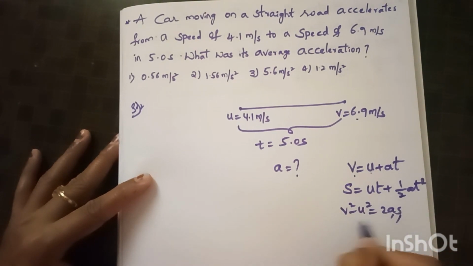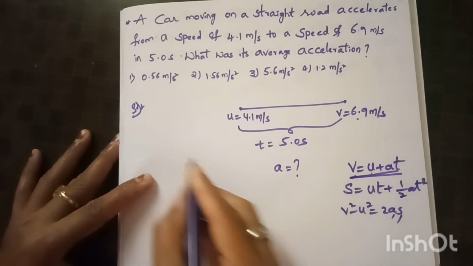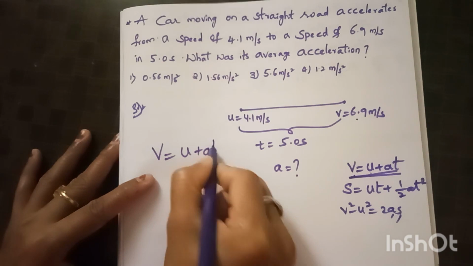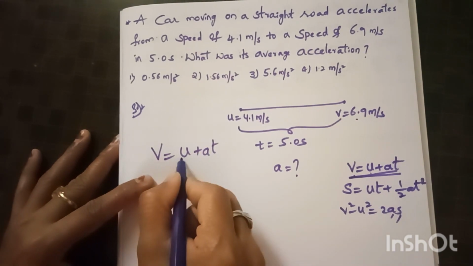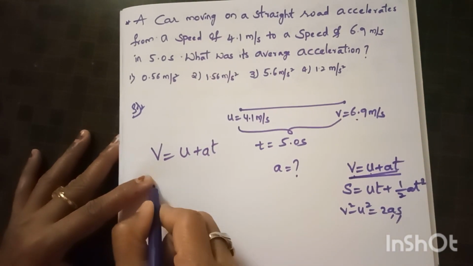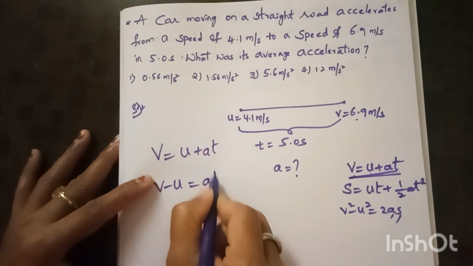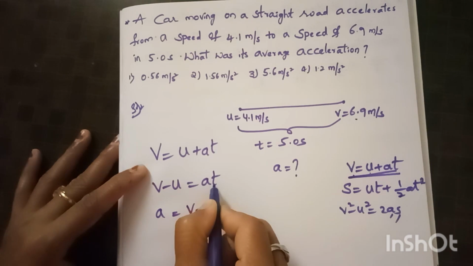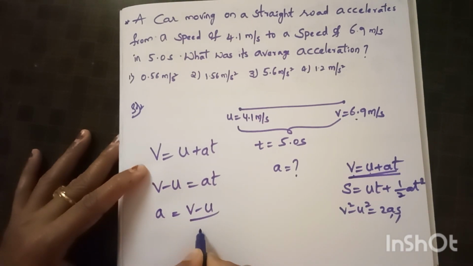So you can't take this equation. So you can use the first kinematic equation, v equals u plus at. Now you want a here. Send this u to the left hand side: v minus u equals at. So you want a, a equals v minus u by t. It is multiplying, so when sent to the left hand side, it becomes division.